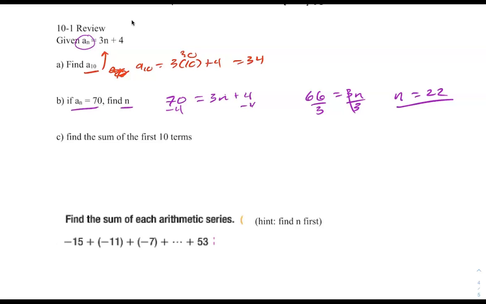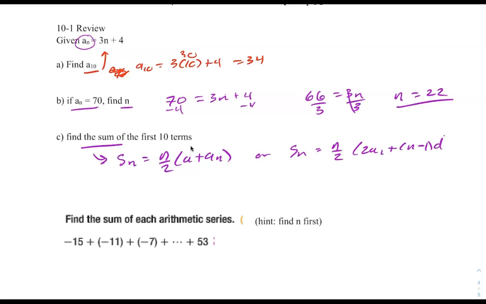Find the sum of the first 10 terms. So we have a formula for that. The summation formula for an arithmetic sequence. Now there's two of them. N over 2, a1 plus an. That's the first one, which I'm not the biggest fan of. It works here. Or you could do the other one, which I usually use more, which is n over 2, 2a1 plus n minus 1 times d.